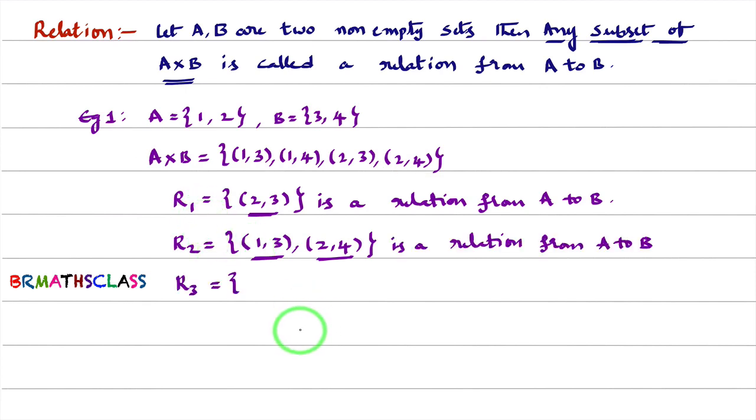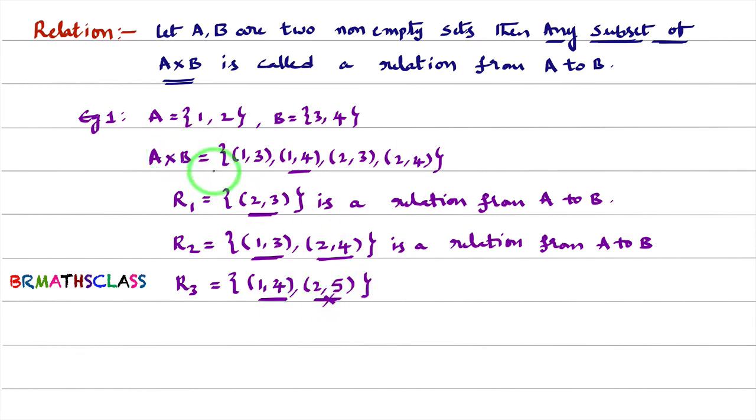Similarly, I'll consider one more set R3 like this: the ordered pair (1, 4), the ordered pair (2, 5). When we say R3 is a subset of A cross B, all the elements present in R3 must be present in A cross B. You observe here the ordered pair (1, 4) is present in A cross B. Yes, it is present. Is the ordered pair (2, 5) present in A cross B? No, it is not. Is R3 a relation from A to B? No, R3 is not a relation from A to B, because this ordered pair is not in A cross B.